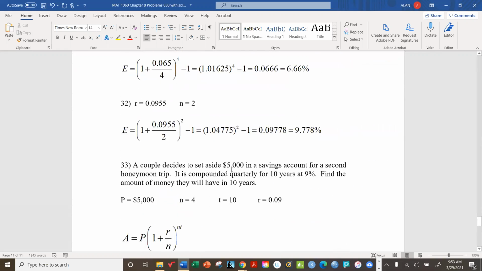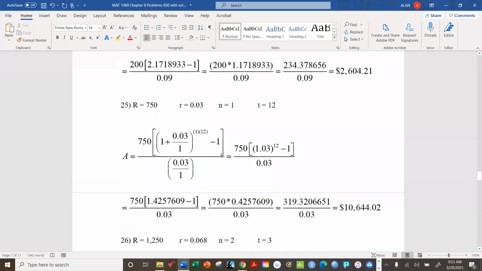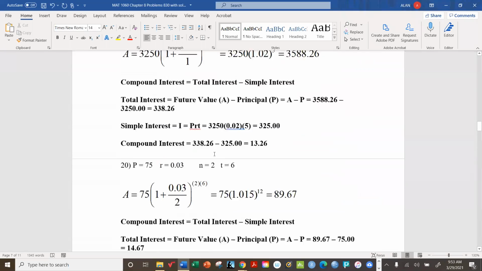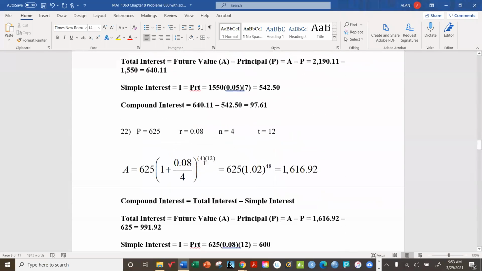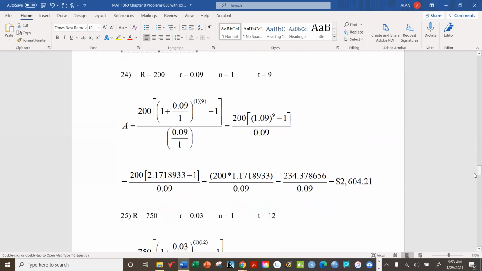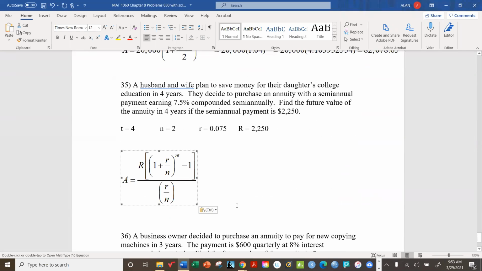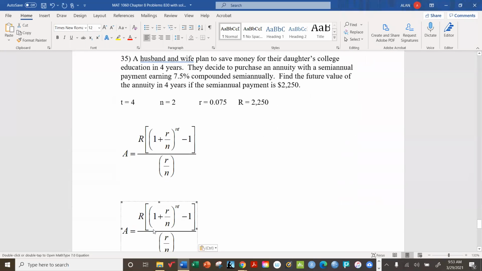Okay, so I'm going to go back and grab the annuity formula. And then we'll do that one. Let's see what happened. I think I went right past it. There it is. Okay. All right, so we'll just plug in the numbers as usual. But this one, of course, requires a lot of simplifications.